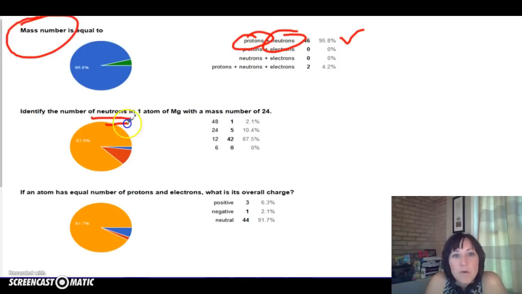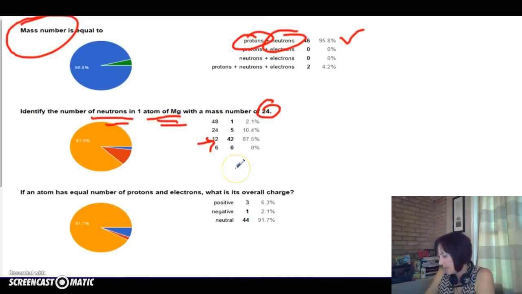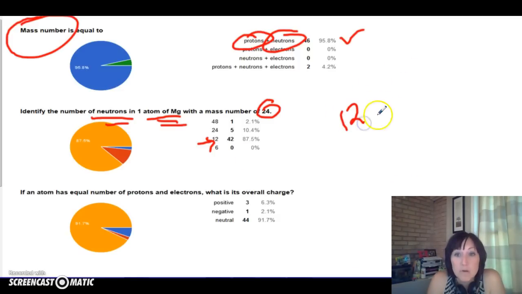All right. Number of neutrons in one atom of magnesium with a mass number of 24. Okay, so you have to look at your periodic table. Look at magnesium. Magnesium has an atomic number of 12. So an atomic number of 12 means 12 protons. 24 minus 12 is 12.